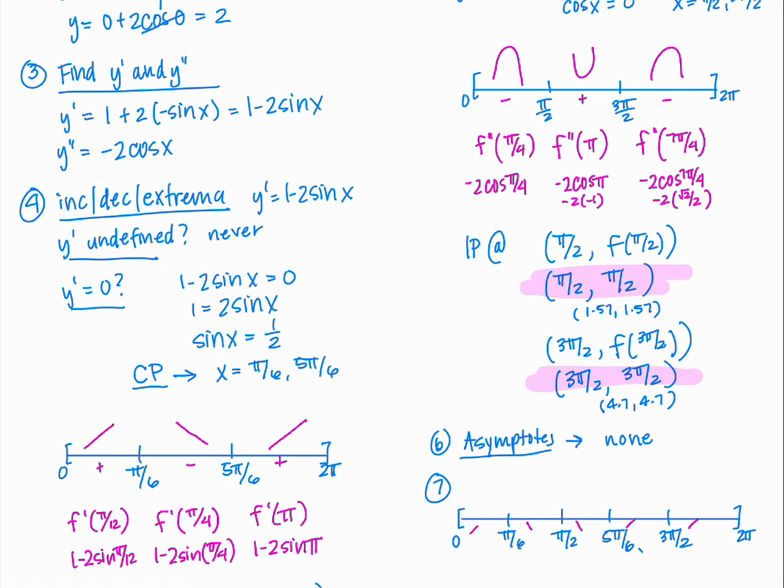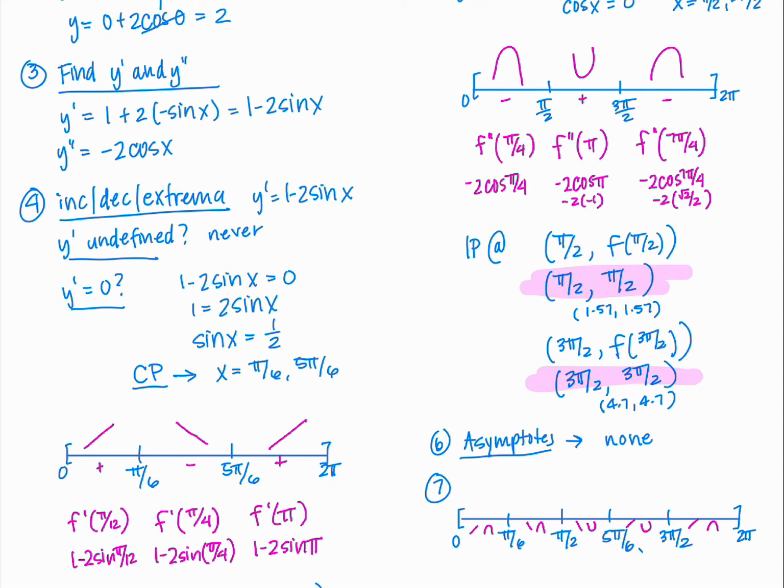And then now I'm going to look at my concavity chart. So up until pi over 2, I'm concave down. Between pi over 2 and 3 pi over 2, I'm concave up. And then I'm concave down from 3 pi over 2 to 2 pi. So what I've done is kind of drawn both of those together so that I can figure out what it looks like.